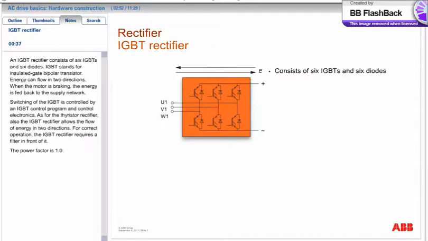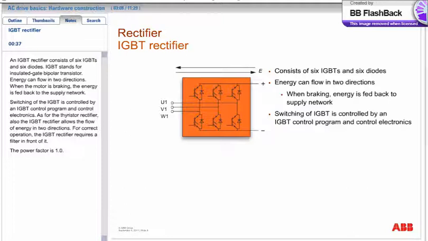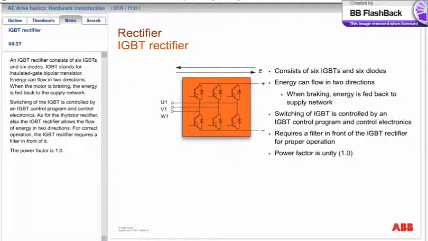An IGBT rectifier consists of 6 IGBTs and 6 diodes. IGBT stands for insulated gate bipolar transistor. Energy can flow in 2 directions. When the motor is braking, the energy is fed back to the supply network. Switching of the IGBT is controlled by an IGBT control program and control electronics. As for the thyristor rectifier, also the IGBT rectifier allows the flow of energy in 2 directions. For correct operation, the IGBT rectifier requires a filter in front of it. The power factor is 1.0.